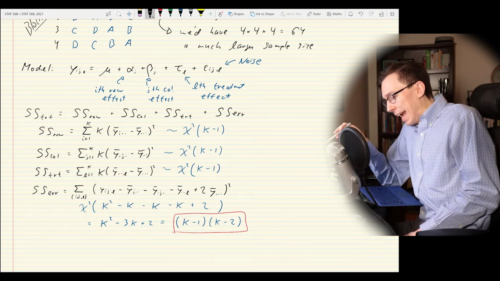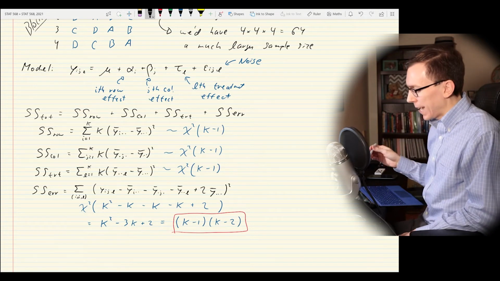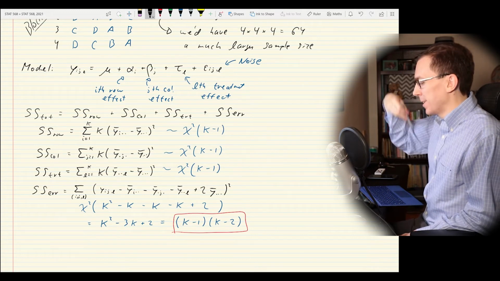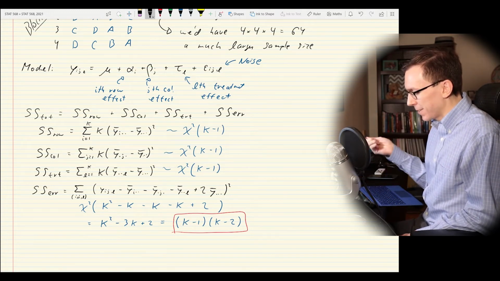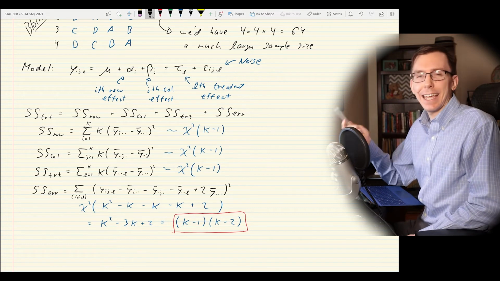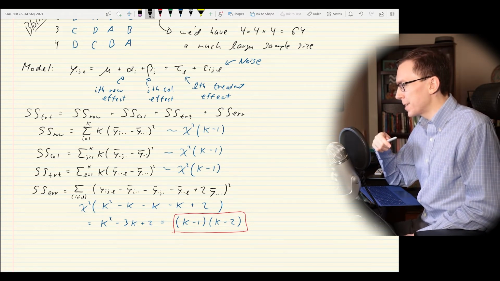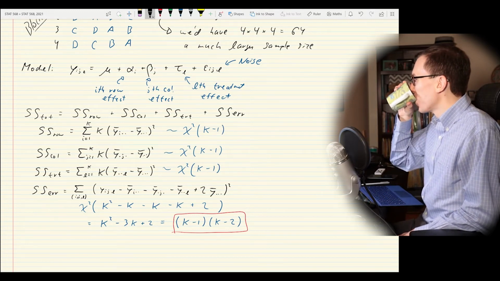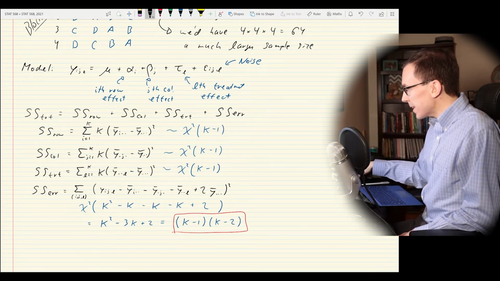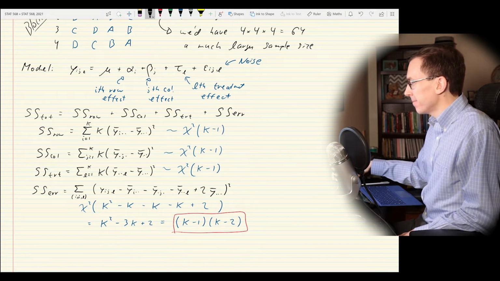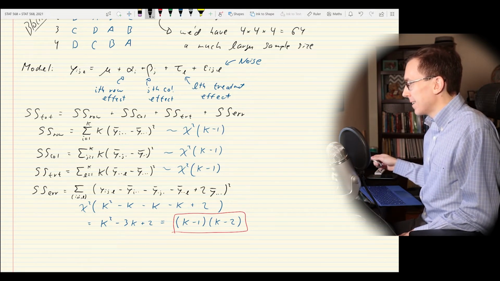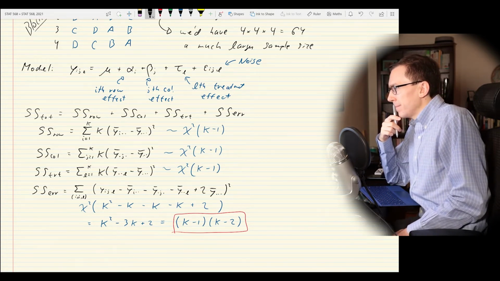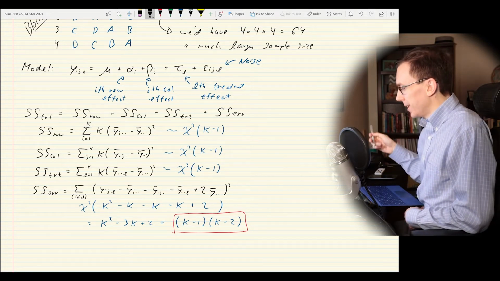And once again, we can add these all together to make sure they actually work out. And sure enough, if I add k minus 1 plus k minus 1 plus k minus 1 plus this thing for the error sum of squares, I'll get exactly k squared minus 1, which is the degrees of freedom for the total sum of squares. All right. So we have that, and that means that we can do our F test as usual.